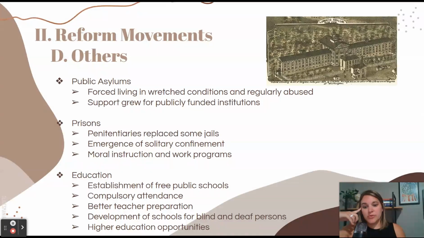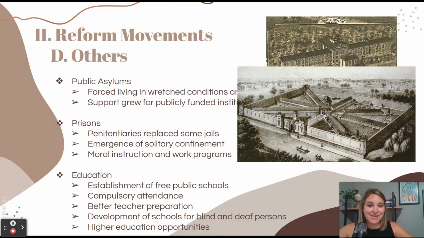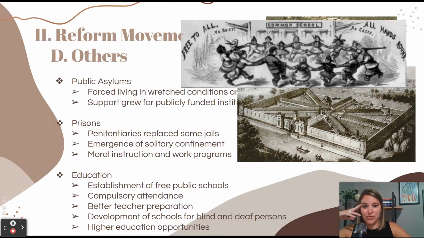Another major reform movement is the education movement. So the big one we see happening is the establishment of free public schools. So an emphasis on school being available to all people and having compulsory or required attendance. Additionally, teachers should be better prepared. And then there were some specialty schools that were developed for people with disabilities and more higher education opportunities, especially for women. So, there's just a brief introduction to some of these other movements that we see.